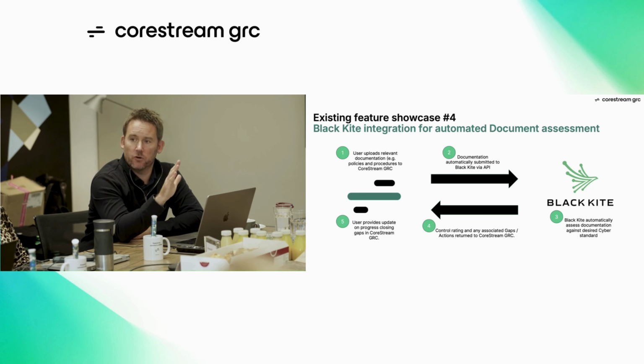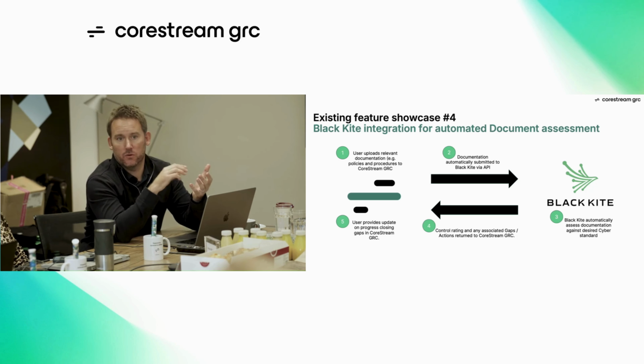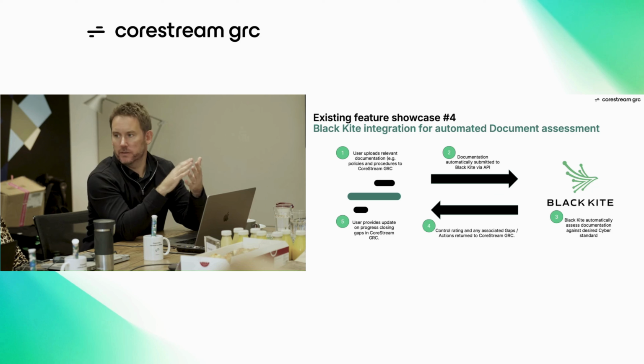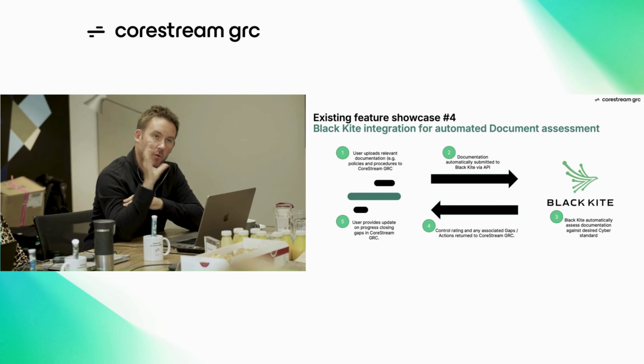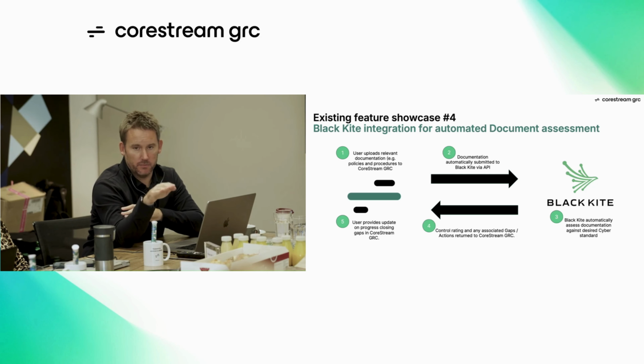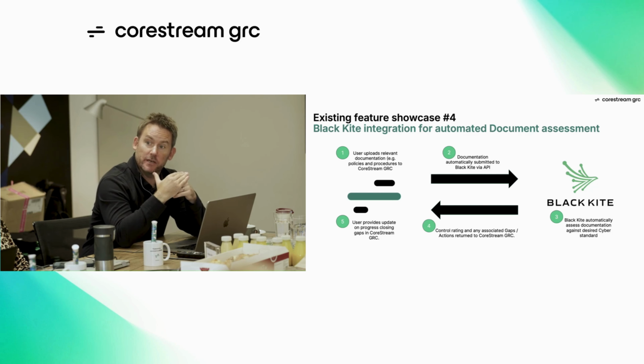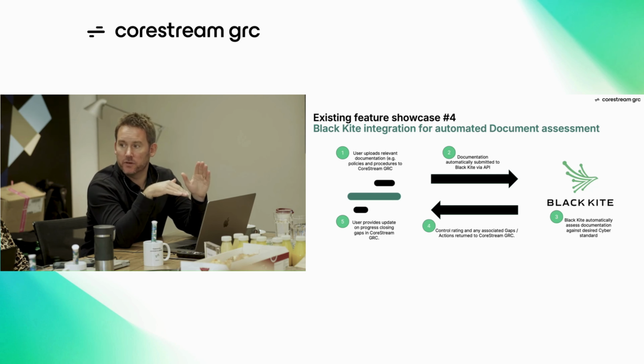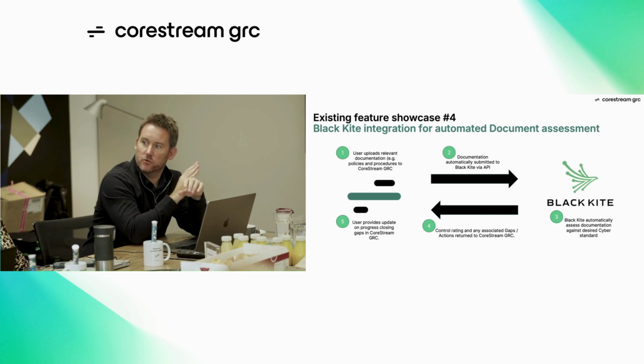Within CoreStream, you can upload a series of documents. That might be your cyber policies, procedures, processes, whatever it might be. You upload those into CoreStream just as you normally would. We then send that to Black Kite. Black Kite will then assess that documentation against your chosen standard. That might be ISO, it might be NIST, and it will then return how well you are doing at the control level based on your documentation.